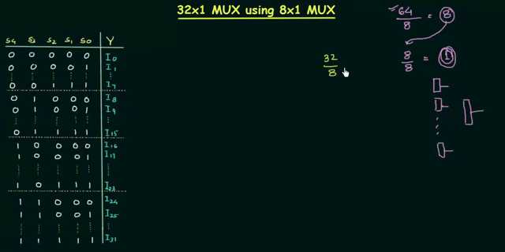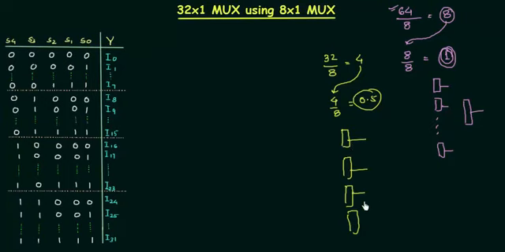32 divided by 8 will give us 4. 4 divided by 8 will give us 0.5. We don't have a whole number in the last division. This shows that we need 4 8 cross 1 mux. This is fine. We need 4 8 cross 1 mux, and the outputs of these 4 8 cross 1 mux will go to the 4 inputs of the last mux.